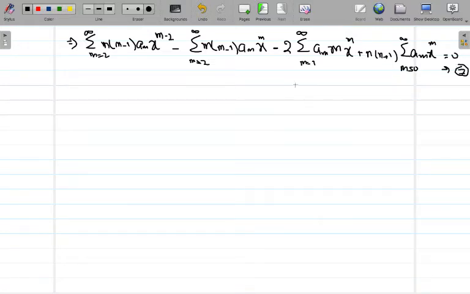So replacing now here, the powers of x are m minus 2 in this term, x power m in this one, and the others are also x power m. So we have to replace this m minus 2 by r in the first series, and m by r in the remaining series of equation 7, to make the power the same.